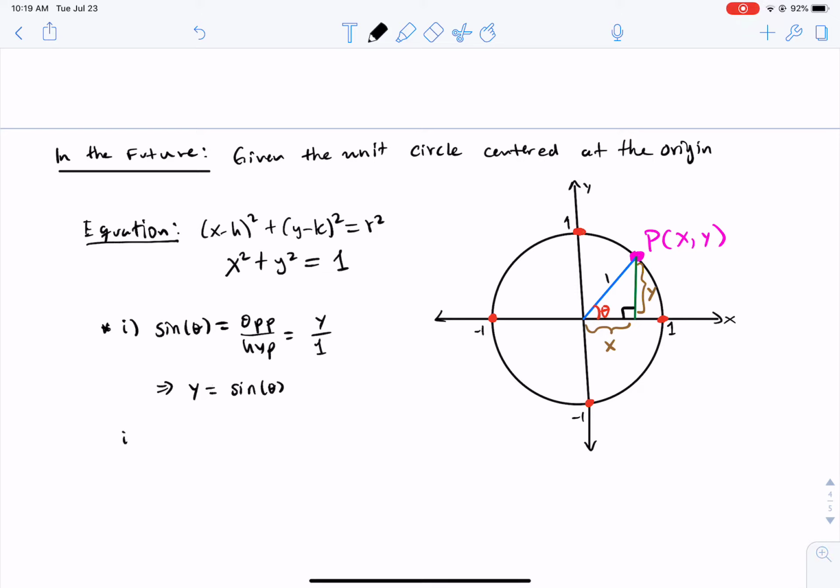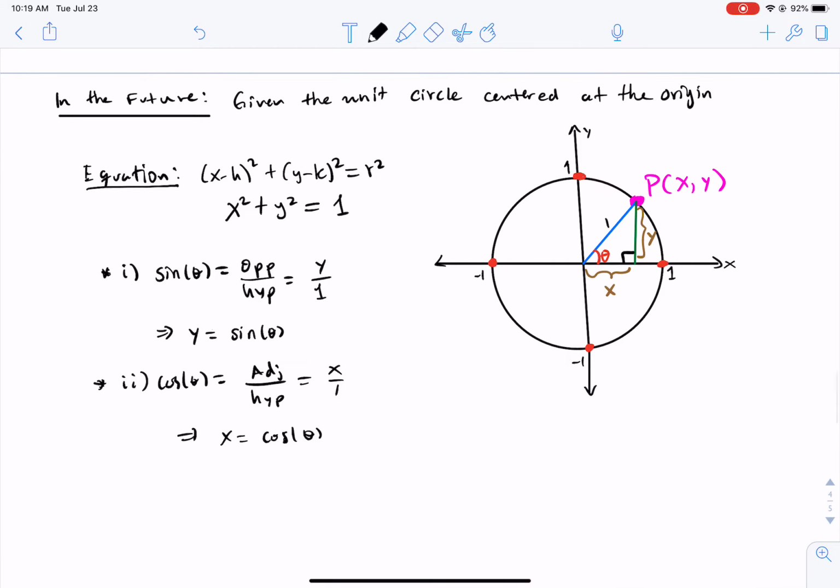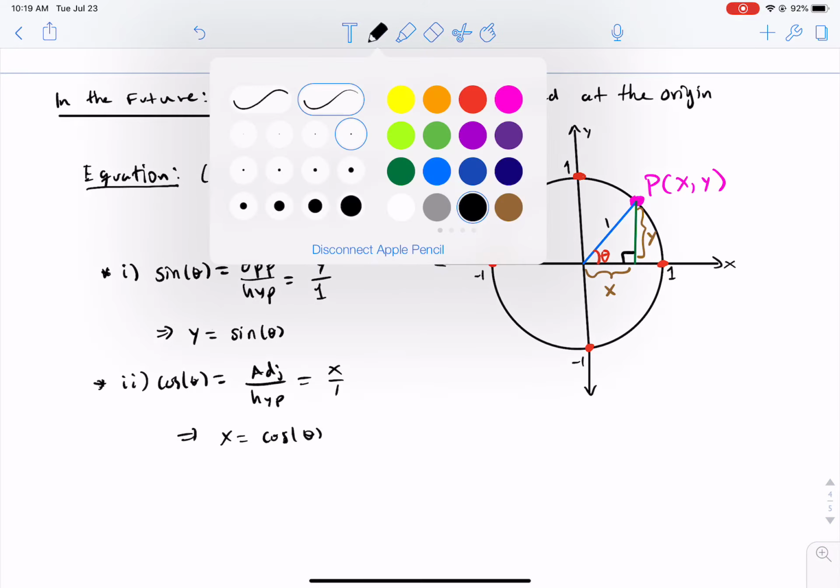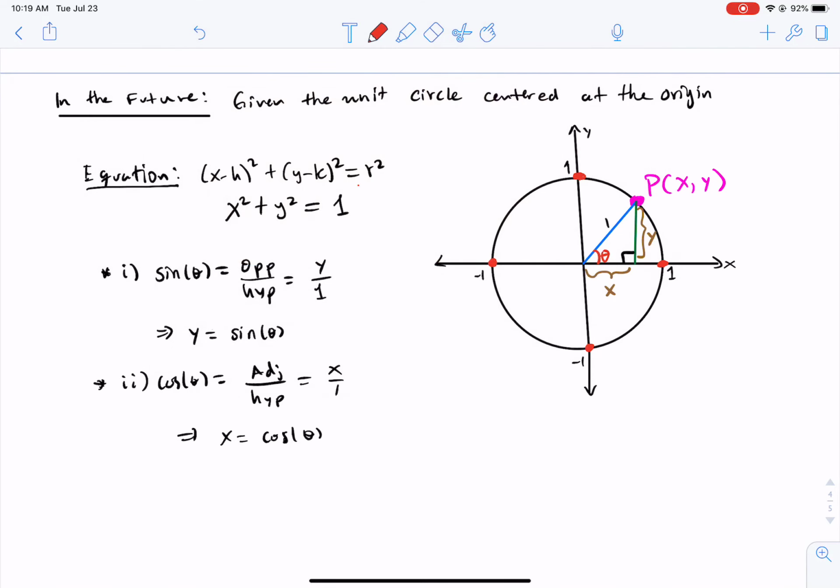What about number 2, cosine theta? This will be adjacent over hypotenuse, and that will be x over 1. So that tells me that x is equal to cosine theta. So if I look at the same equation that I have up there with a different understanding now, I say x will just be cosine theta and y will be sine theta.